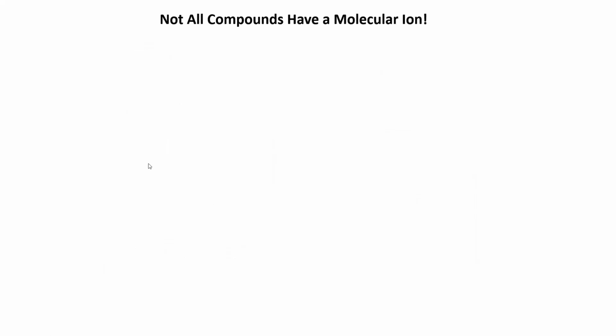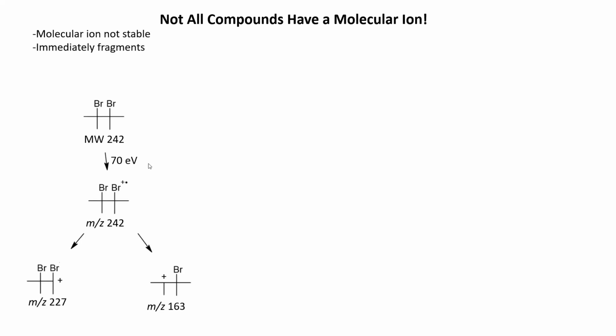Unfortunately, not all compounds have a molecular ion. The molecular ion is not stable, and it immediately fragments. This is due to the compound coming into contact with this 70 electron volt beam from the filament. So it immediately fragments to lose a methyl group to form the 227 ion, and likewise loses a bromine to form the mass to charge 163 ion shown here.